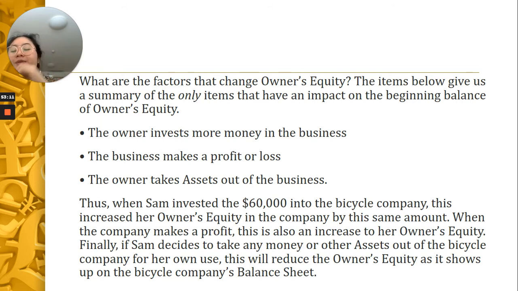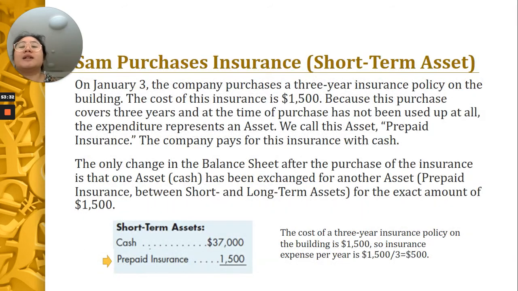Finally, if Sam decides to take the money or other assets out of the bicycle company for her own use, this will reduce the owner's equity as it shows up on the bicycle company balance sheet. So the next transaction is Sam purchases insurance. This insurance is a short-term asset.